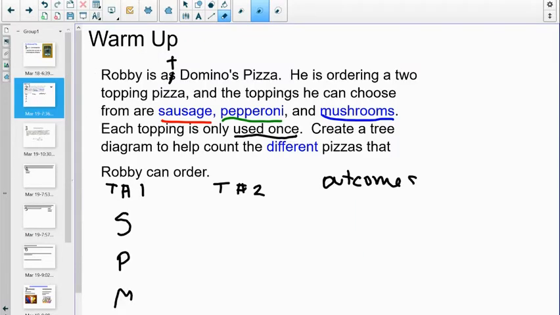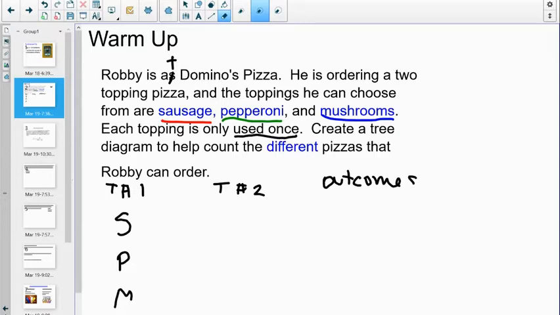Okay, so it says Robbie is at Domino's Pizza. He's ordering a 2-topping pizza. Toppings he can choose from are sausage, pepperoni, and mushrooms. Each topping can only be used once. That's why I underlined that part, because that's going to really come into play here. And we're going to create a tree diagram.